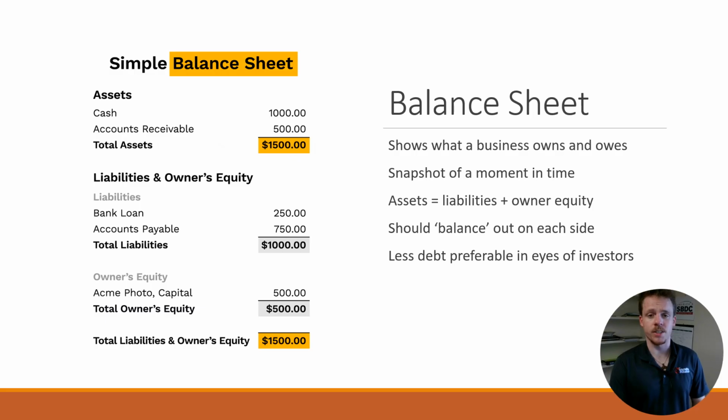A balance sheet is simply a means of visualizing what a company owns and owes at a single moment in time. It achieves this via the basic formula, assets equal liabilities plus owner equity. In other words, the funds a business has available to it are equal to the debt it has taken on together with the stake the owners have in it. Because of this, the two sides of the sheet should balance out, as we see in the example with both assets and liabilities plus equity coming out to $1,500.